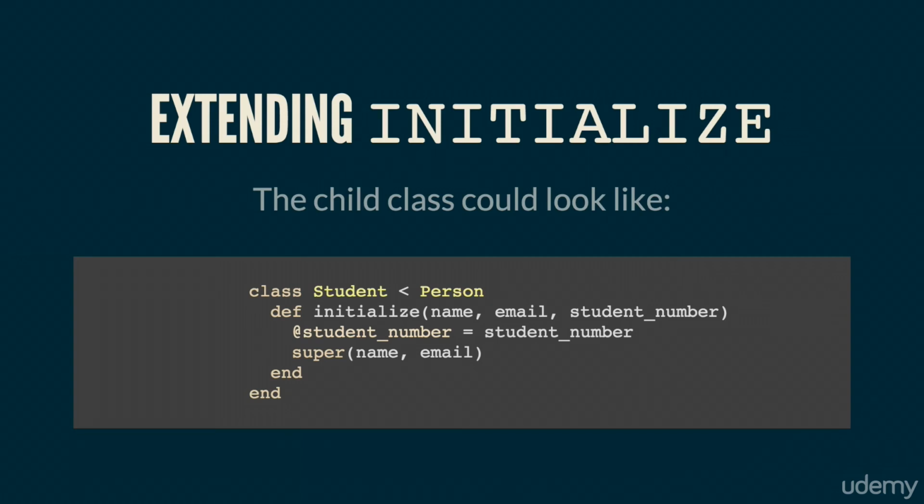We assign the student number instance variable from the student number argument, but because we've already created a constructor for the person class, we don't need to redefine it. We can simply call super with the name and email, and that will call a constructor inside the person superclass.